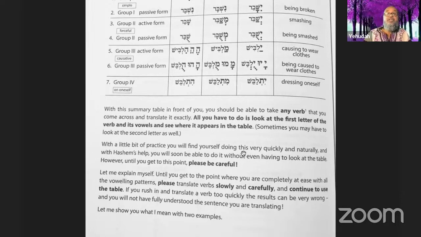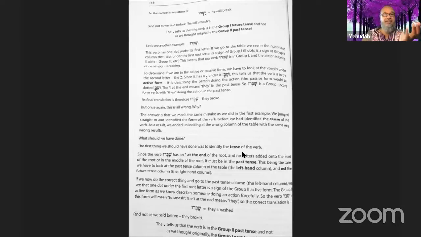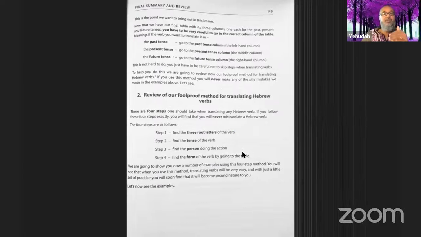And you do this over time. So that's not a big deal. And then of course, this sheet right here, page 147, is going to go over what we just talked about, how to look at that chart, which is a lot of information, something that you're just going to have to read through. But the part that I want to focus on for your lesson tonight is basically one of the best parts of the language, which is how to foolproof your method of translating a Hebrew verb.